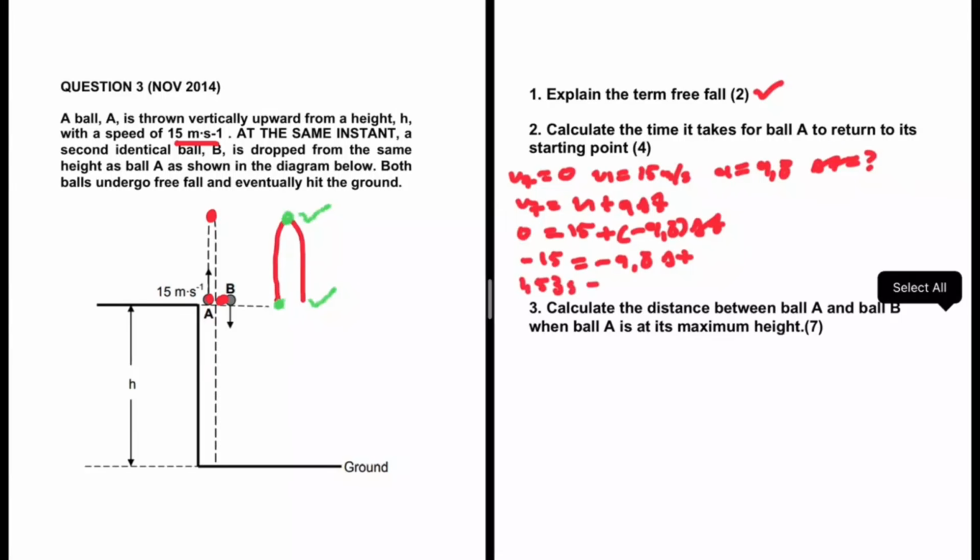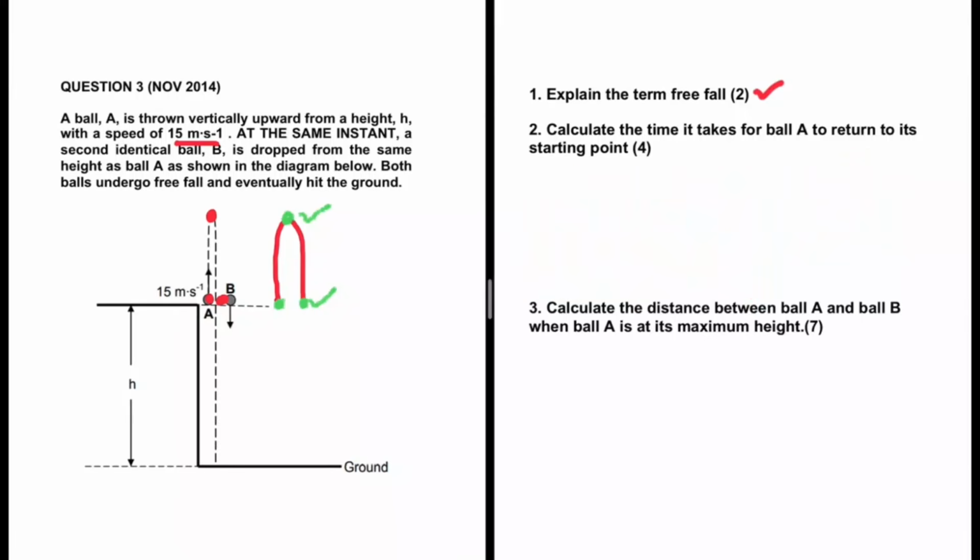We're going to have 1.53 seconds being equal to the change in time. But that is not the time we're interested in. 1.53 is the time taken to go from starting position to maximum height. We need to multiply that by 2 to get the entire time for the motion. So our time is 1.53 multiplied by 2, which is equal to 3.06 seconds. There we go. Time taken for ball A to return to its starting position. That is one way of doing it. Let me show you the other way.